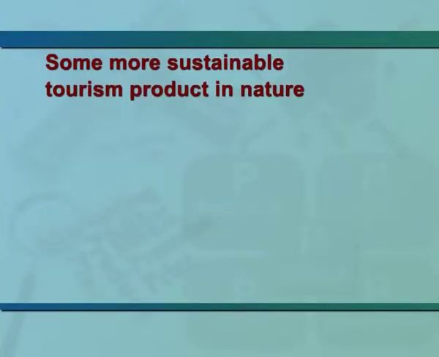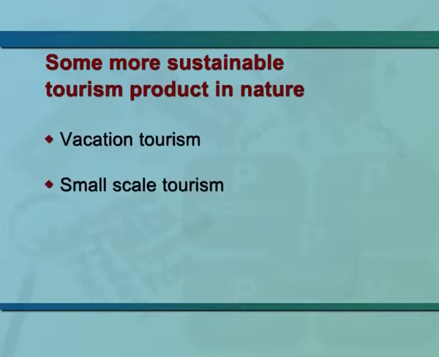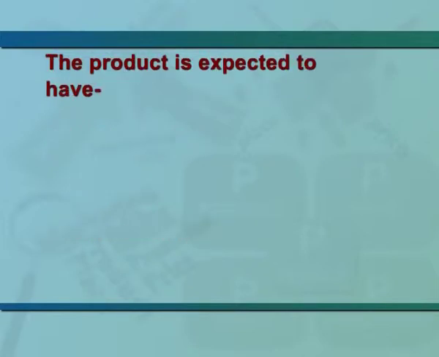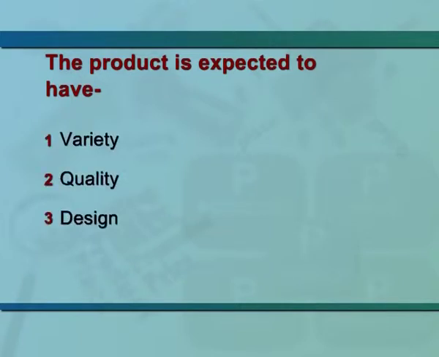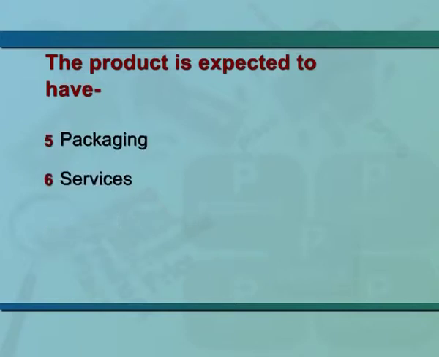The marketing system should be guided by profit motivation and self-interest. Some more sustainable tourism products in nature are vacation tourism, small scale tourism, conservation tourism. The product is expected to have the features of variety, quality, design, features, packaging, services and brand name.